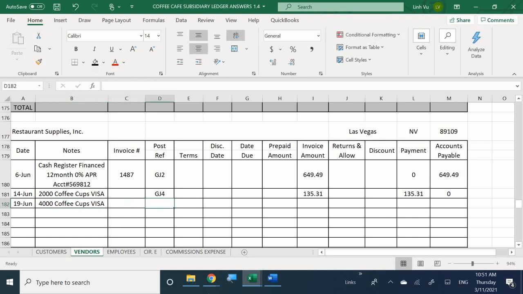Okay. General journal number 7. What is my invoice amount? And I paid for it. So therefore, I should owe technically nothing to this vendor. Okay. Okay, so what's next?